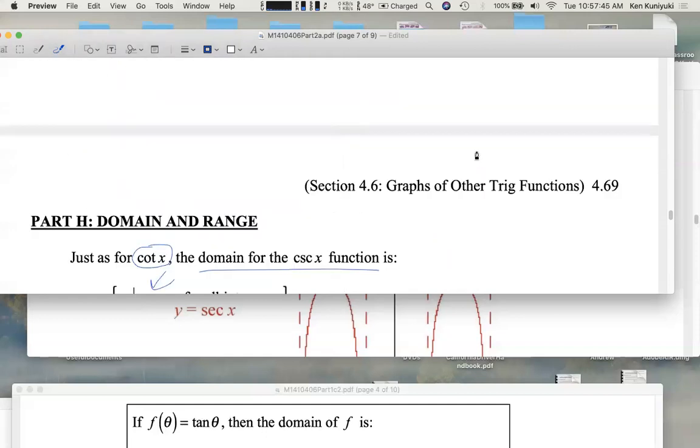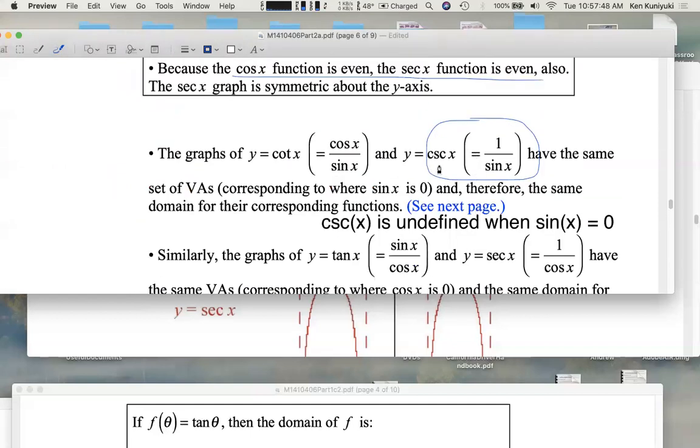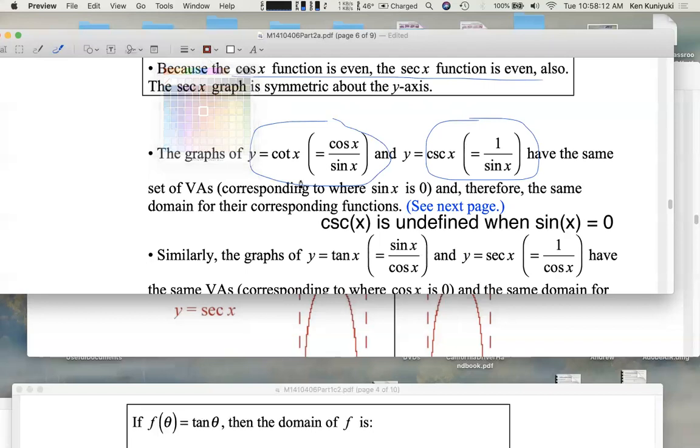And why is that? Because, look here, cosecant of x by the reciprocal identities is 1 over sine of x. Now, we had a problem when sine of x was 0. What other function has the property that when you tear it apart, you have sine of x on the bottom? Well, cotangent of x, which by the quotient identities equals cosine of x over sine of x. So cotangent of x and cosecant of x are both undefined. They both blow up when sine of x, this bottom guy, is equal to 0. So it makes sense that they both have the same sets of VAs, and they both have the same domains.